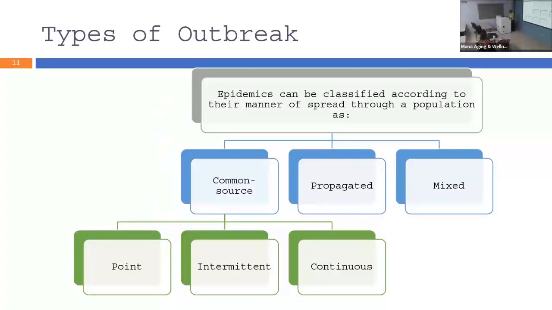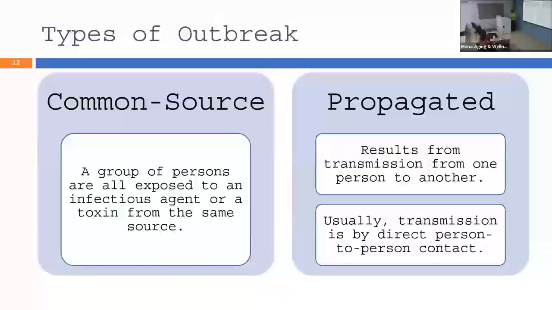So we divide the outbreaks into common source outbreaks or propagated, but can also be mixed. And for common source outbreak, you can have point source, intermittent, or continuous. All right, so we're going to look at each of them. Remember, common source, propagated, or mixture. For the common source, you have a group of persons that are exposed to the agent from the same source. I will give examples of that a little later.